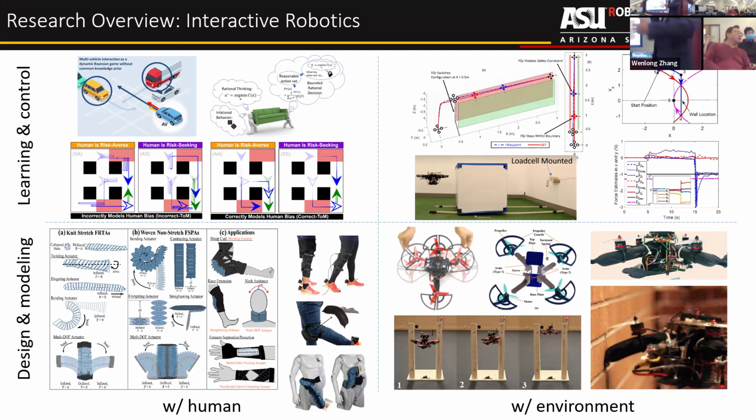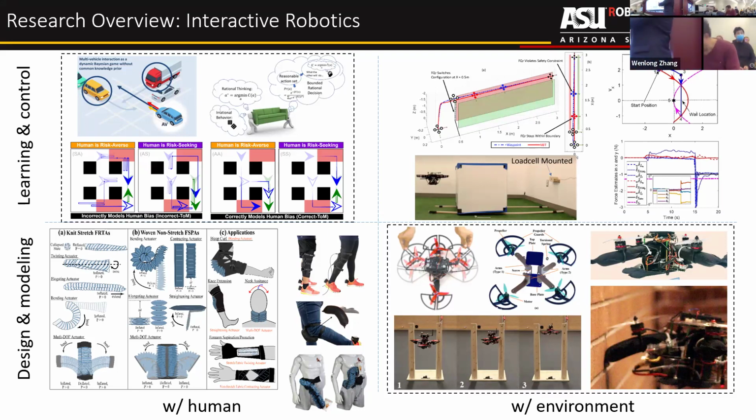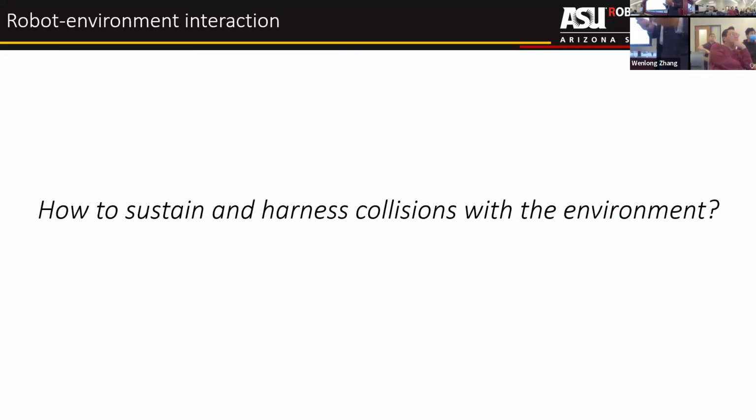Apparently there are a lot of topics that we can possibly cover, but in the interest of time, I decided to look into the relatively lower-level work on robot-environment interaction, focusing on flexible aerial robots, and a little bit on our game-theoretical modeling for human-robot interactions. Our work on robot-environment interaction aims to answer this question: how to sustain and harness collisions with the environment? We specifically work on aerial robots, drones, UAVs.